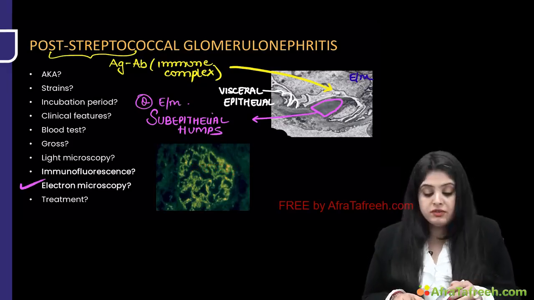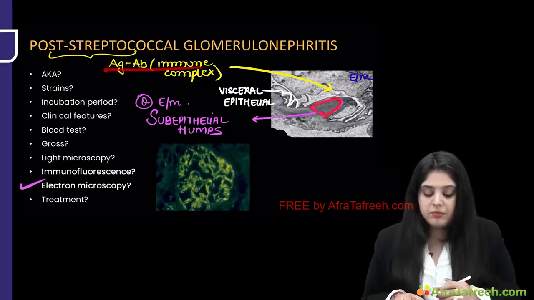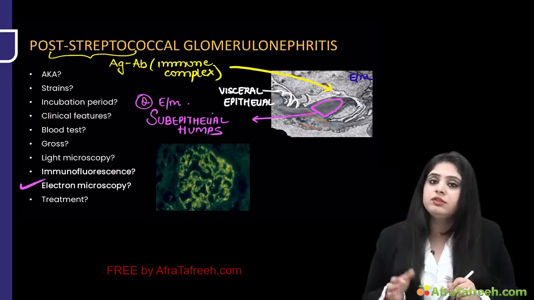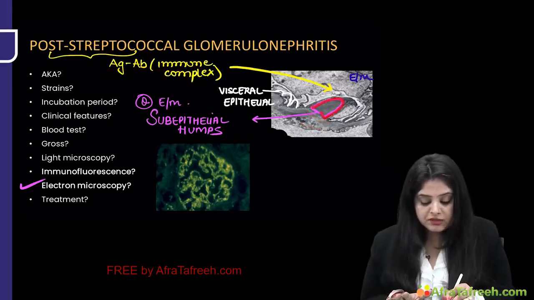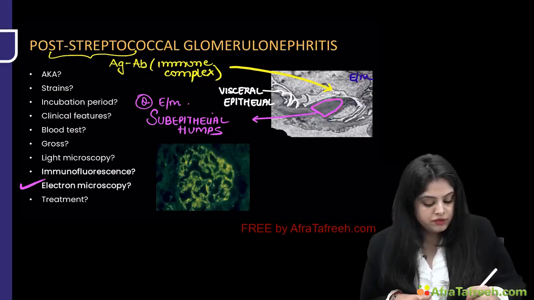Now the question is, is the immune complex only going to sit here? No, if you increase the immune complexes, they will sit below in the membrane also, in the endothelium also, they will sit everywhere. But what is the characteristic? Subepithelial hump. What do you see on immunofluorescence?